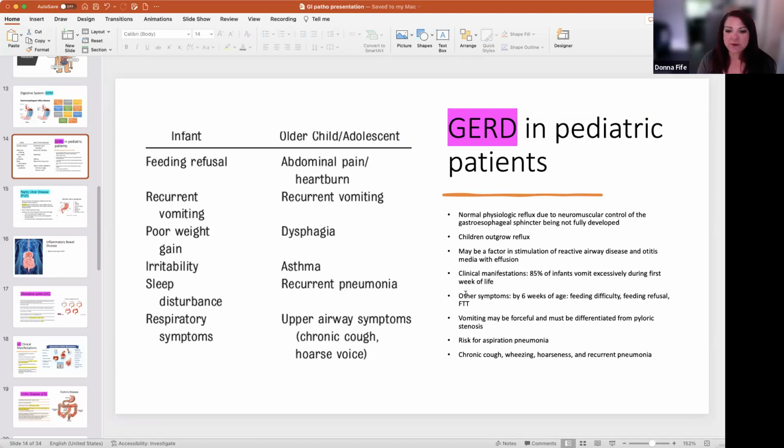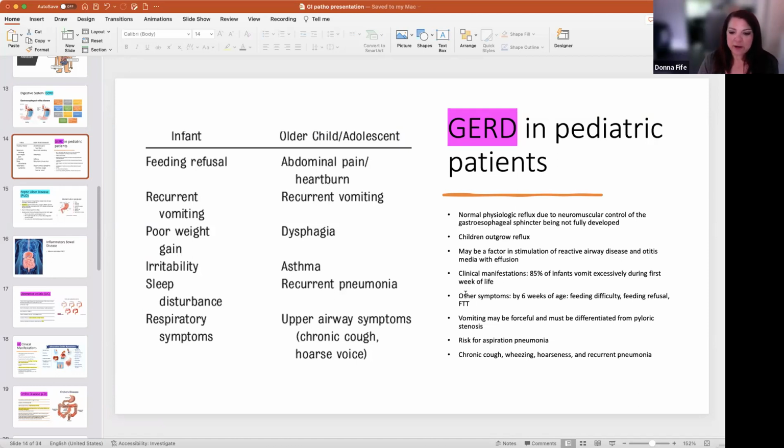Clinical manifestations: about 85% of infants will vomit excessively in the first week of life. Other symptoms, by 6 weeks of age, the patient may have feeding difficulty, may refuse feeding, or may have failure to thrive. The vomiting may be forceful, so it's very important to differentiate this from pyloric stenosis, which is another disorder that we'll talk about a little bit later. And there is a risk for aspiration pneumonia when this happens, so it's something to be very cautious about.